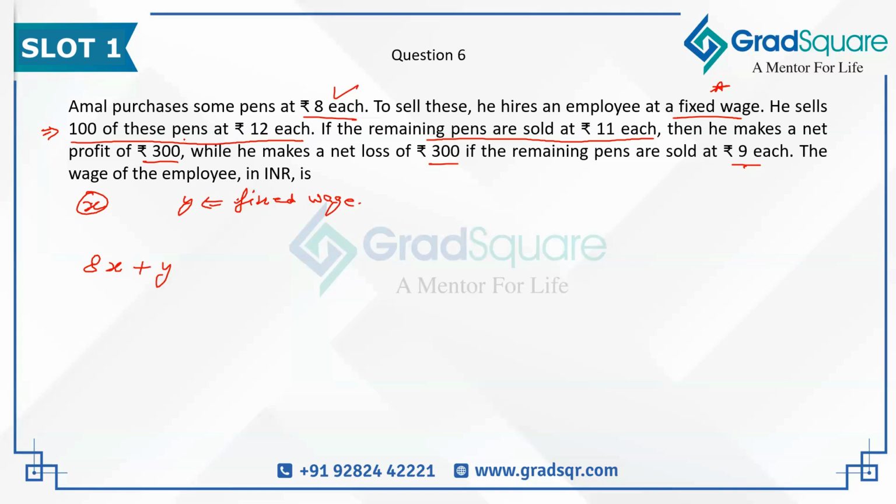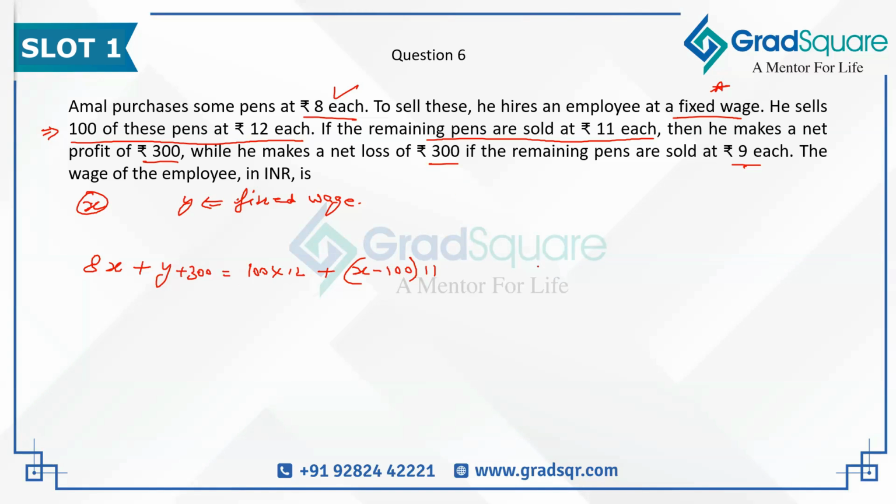He sells 100 of these pens at 12. So his selling price would be 100 times 12 plus whatever is left over. So X was the total number of pens. Out of that, 100 have been sold. So X minus 100 is what you are left with. So when you sell it at 11 rupees, you are ending up making a profit of 300. So to your cost side, if you add 300, then that will become equal to your selling price. So cost price plus profit will make it equal to your selling price. This is your first equation that you are getting.